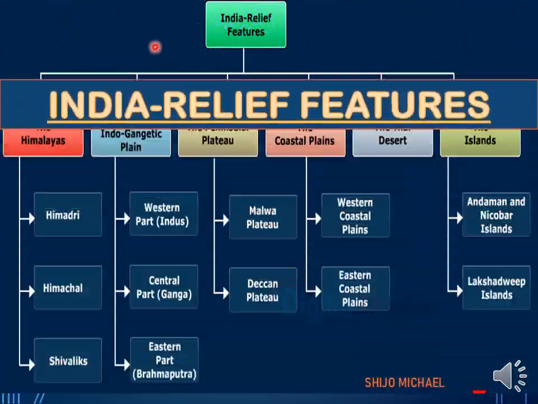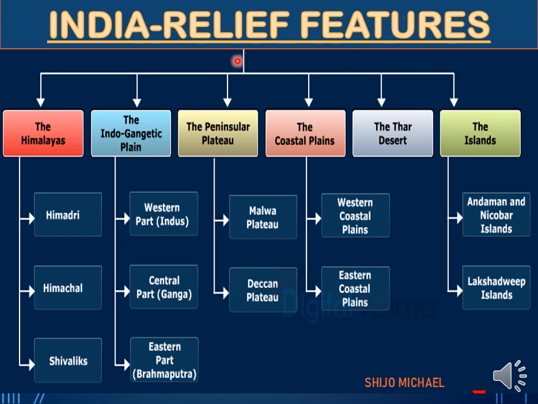Now let us come to India's relief features. India's relief is divided into six: the Himalayas, Indo-Gangetic Plain, Peninsular Plateau, the coastal plains, Thar Desert, and the islands. The Himalayas are divided further into three: Himadri, Himachal, Shivaliks. The northernmost portion is the Himadri. We will discuss that later. The Indo-Gangetic Plain is again divided into three: the western part, the central part, and the eastern part. The Peninsular Plateau is divided into two: Malwa Plateau on the northern side and Deccan Plateau on the southern side.